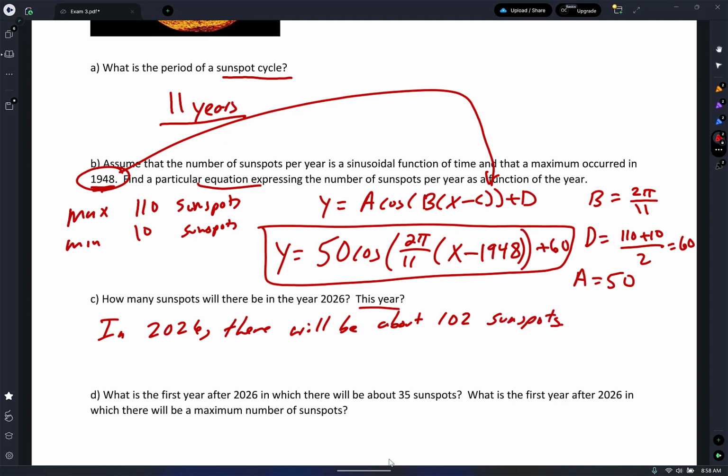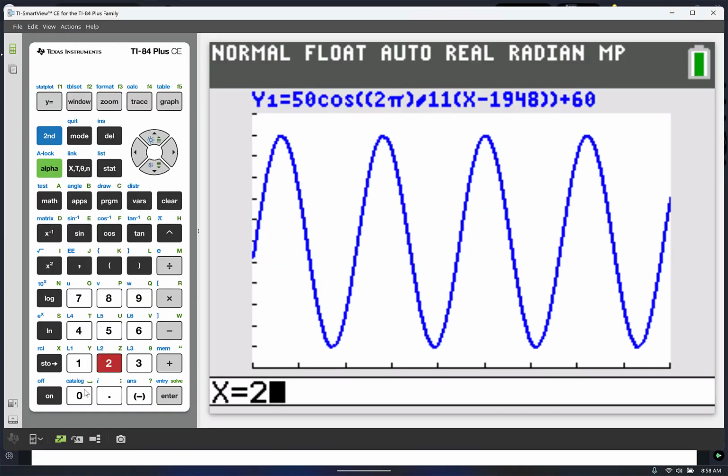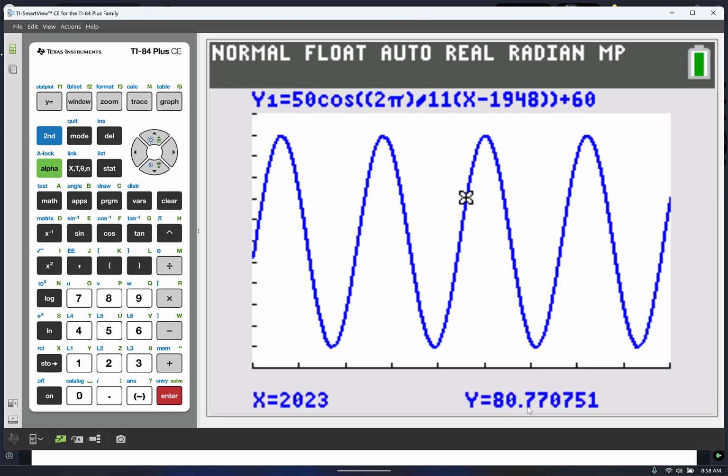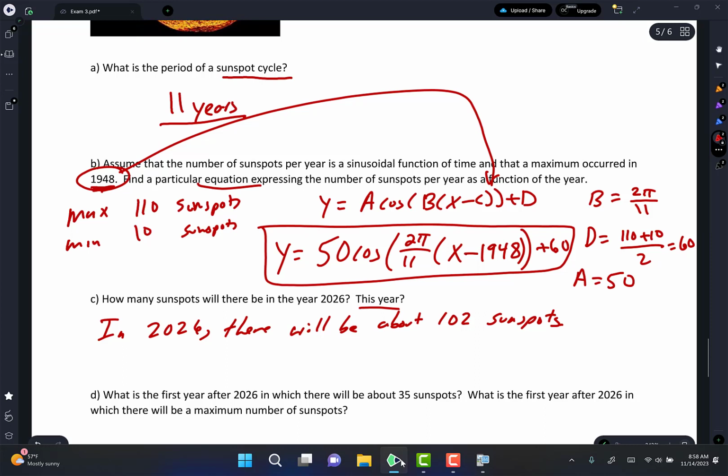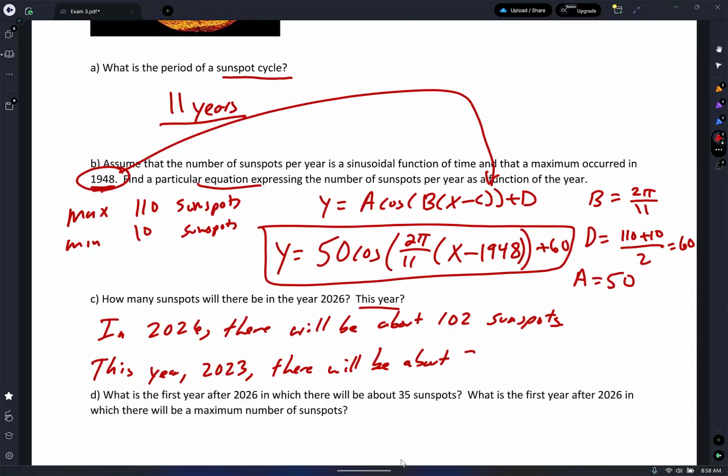All right, and then this year, well, this year we're 2023, and I guess you can make a case for a decimal, 2023 point whatever for the month, but 2023, 80.77, so maybe 81. This year, 2023, there will be about 81 sunspots. And if you give me a decimal, that's okay for now, guys. Cool or not cool? All right.